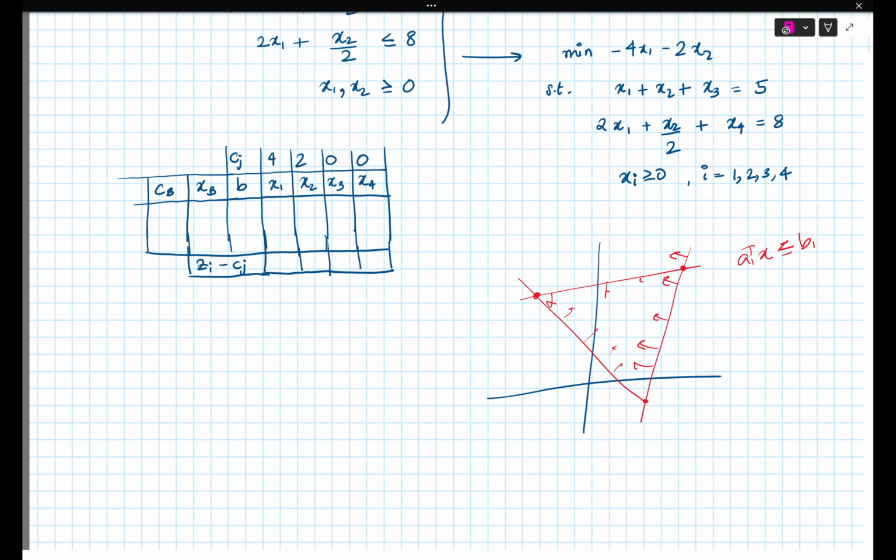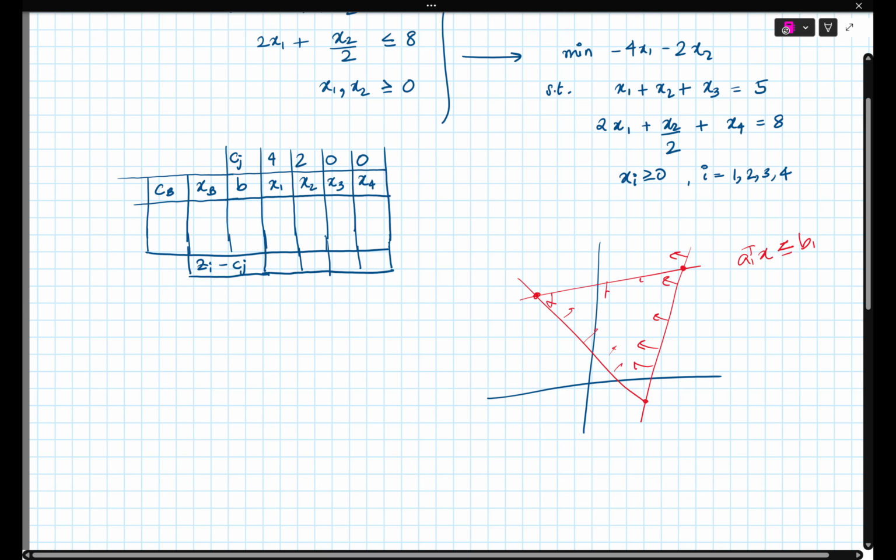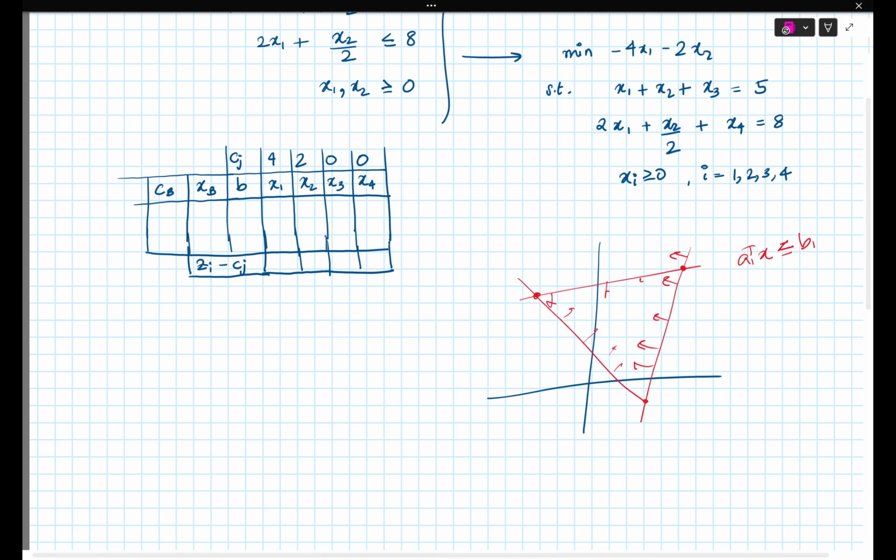Okay, so how do we get the first vertex? Which vertex do we start with? How do we find a vertex of the polytope without really plotting it? Any idea? If you recall the lecture, what is the first step that you do? What entry do you put into this simplex table?